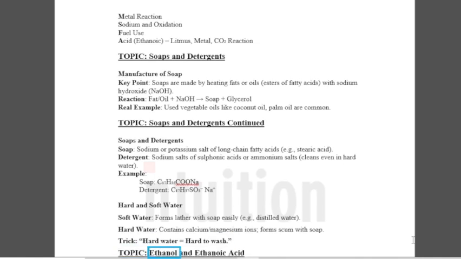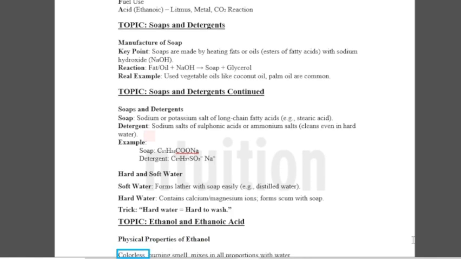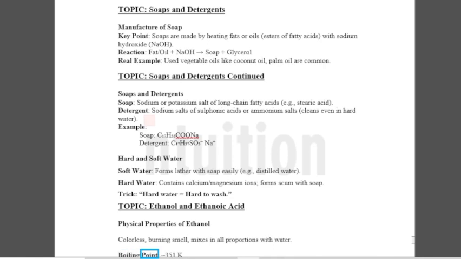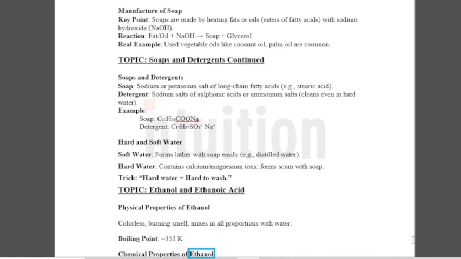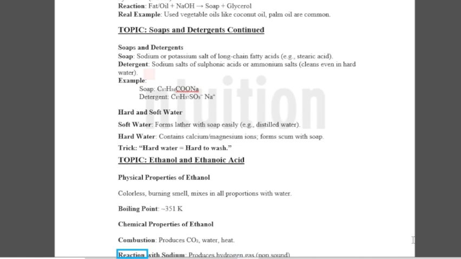Topic: ethanol and ethanoic acid. Physical properties of ethanol: colorless, burning smell, mixes in all proportions with water. Boiling point 351 K. Chemical properties of ethanol. Combustion produces CO2, water, and heat. Reaction with sodium produces hydrogen gas with a pop sound.